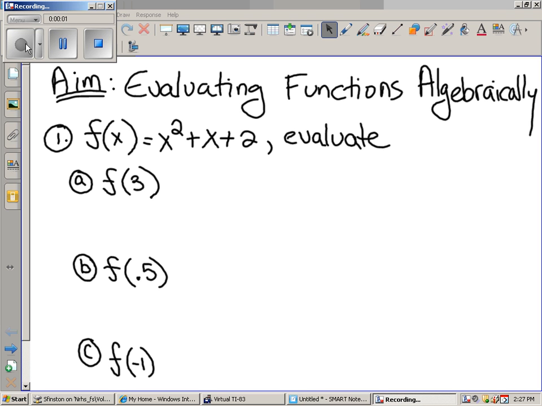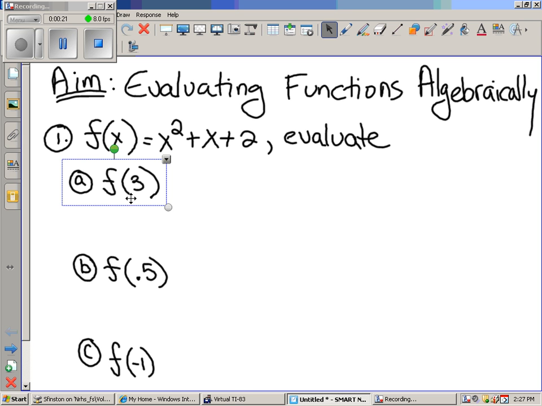So today's topic of discussion is we are going to be evaluating functions algebraically. It's really easy. It looks way more complicated than it is. You see this? Here I've given you a function, okay? And then here's the question. In other words, here's the equation and here's the question.